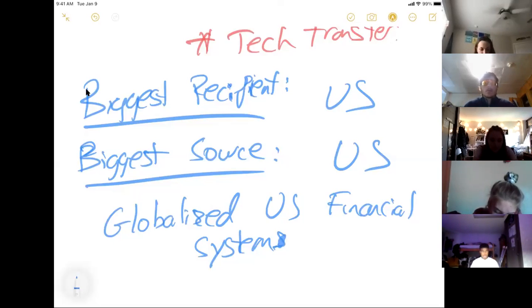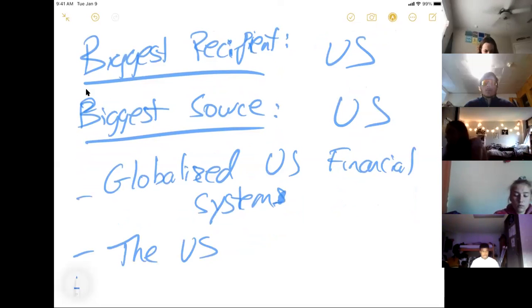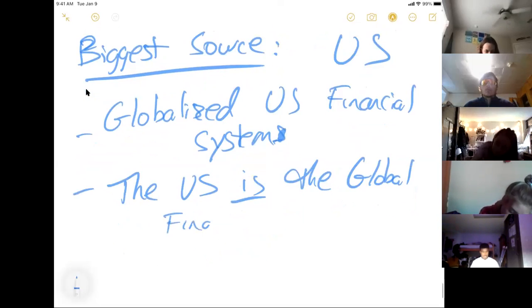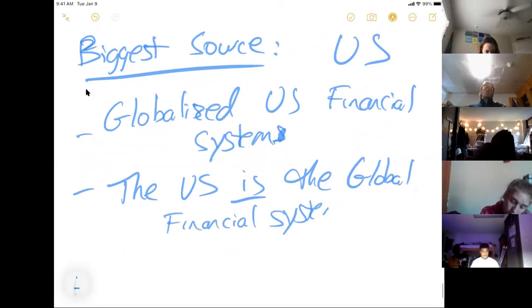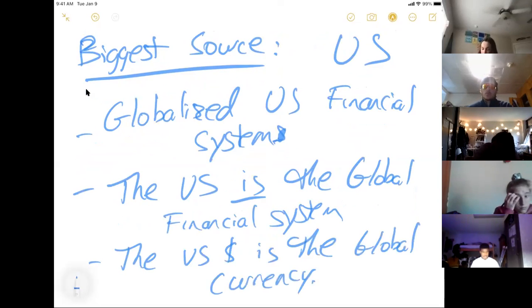And so as a result, China is not a particularly big source of capital, both in and out. This is one of the dynamic things about the US economy, right? We are huge recipients of inflows and huge recipients of outflows. We have a very globalized financial system, and in many ways, and we're going to develop this more tomorrow, the US is the global financial system. And in a real sense, the US dollar is the global currency. We'll talk about some of the ramifications of this tomorrow.